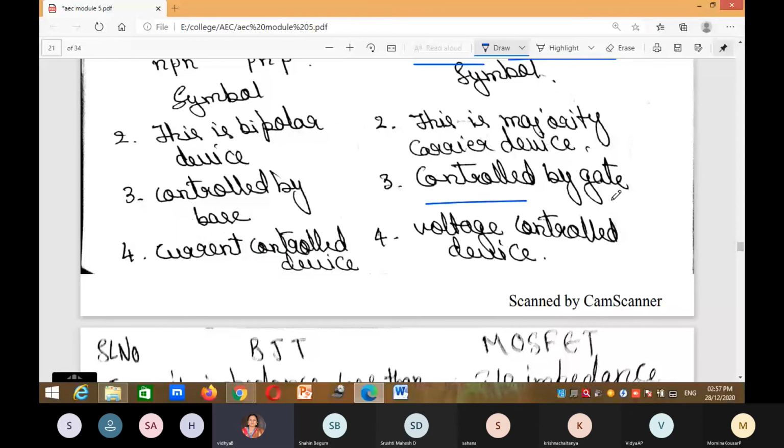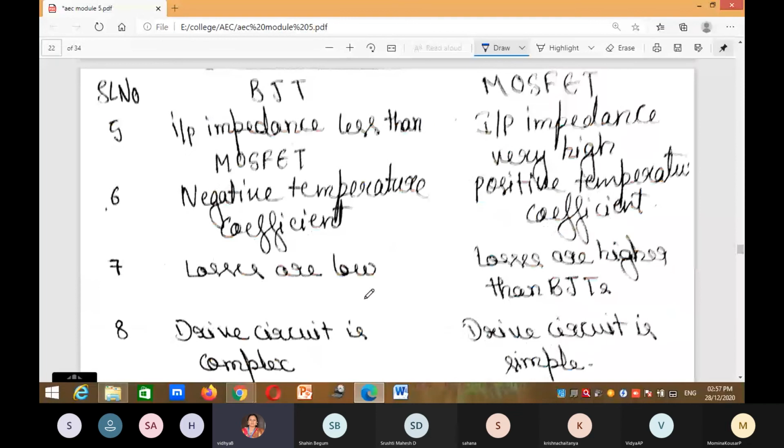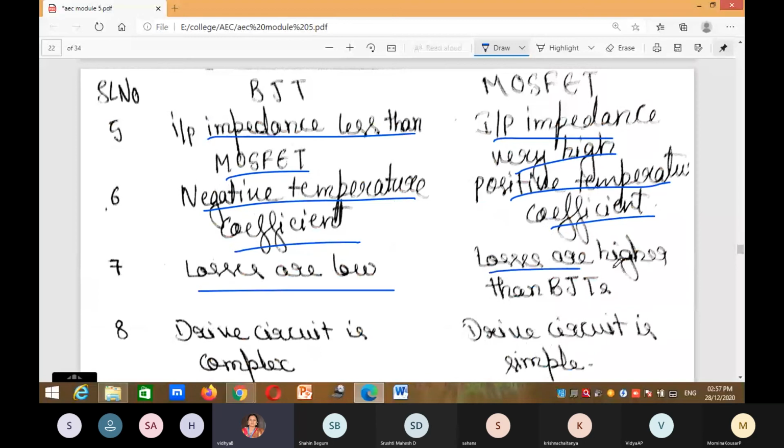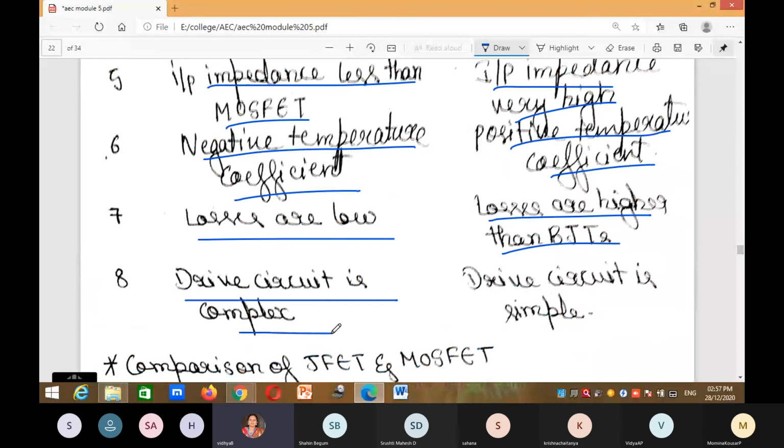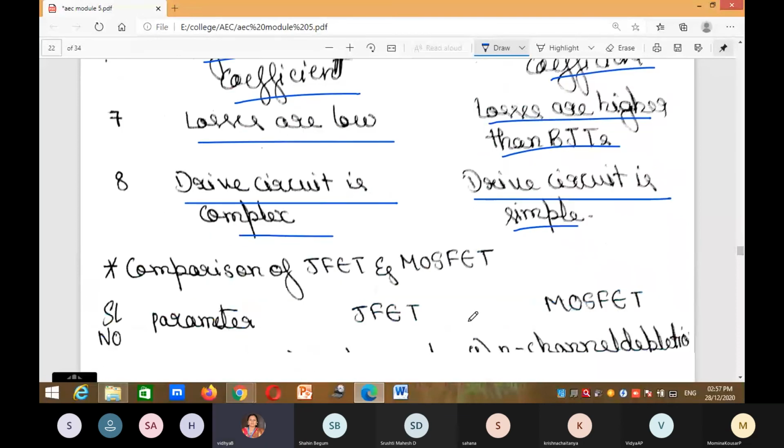BJT is a current control device and MOSFET is a voltage control device. BJT input impedance is less than MOSFET, and MOSFET input impedance is very high. BJT has a negative temperature coefficient, MOSFET a positive temperature coefficient. Losses are low in BJT, and higher in MOSFET than BJT. The drive circuit is complex in BJT. The drive circuit is simple in MOSFET.